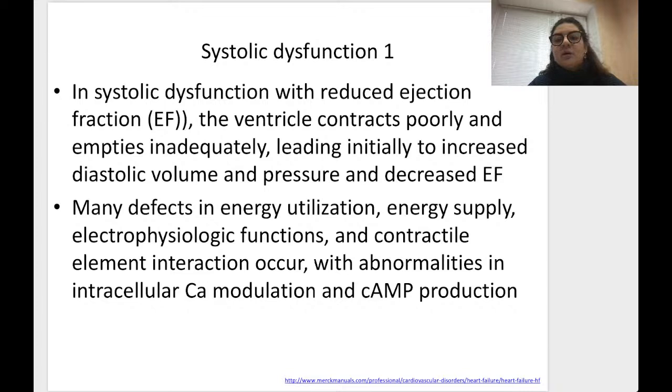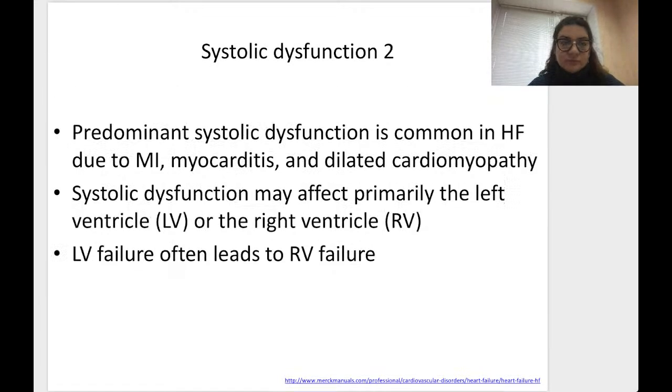Many defects in energy utilization, energy supply, electrophysiologic functions, and contractile element interactions occur, with abnormalities in intracellular calcium modulation and chemical production. Predominant systolic dysfunction is common in heart failure due to, for example, myocardial infarction, myocarditis, and dilated cardiomyopathy, when walls are not able to contract correctly.